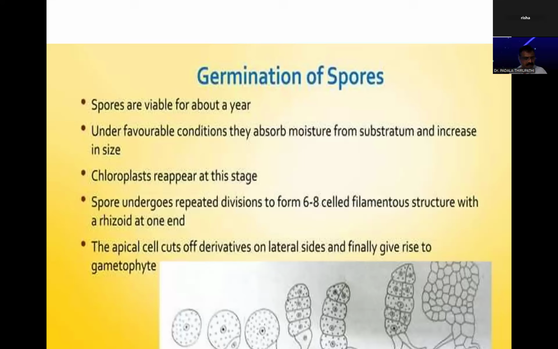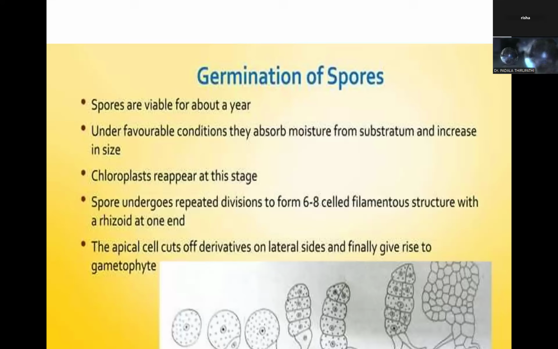In the first diagram, on the left hand side, you are seeing a spore. Then in the next diagram, it is 2-celled. Next diagram, it is 4-celled. Then 8-celled. Like that it divides 6 to 8 times and produces a 6 to 8 celled filamentous structure. Some of the cells give rise to the rhizoids towards one side, which help in anchorage, or fixation, and to absorb water. Meanwhile, the upper cells regain the chloroplast and help in photosynthesis. The apical cell cuts off derivatives on the lateral side and finally it gives rise to the gametophyte.